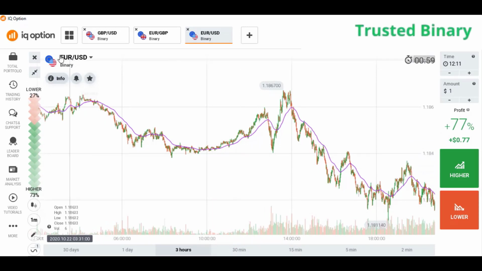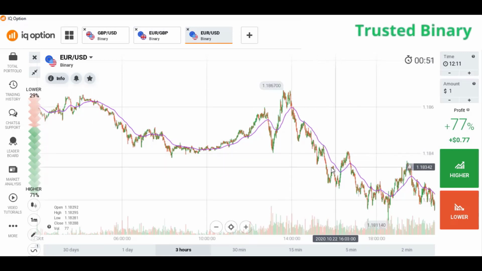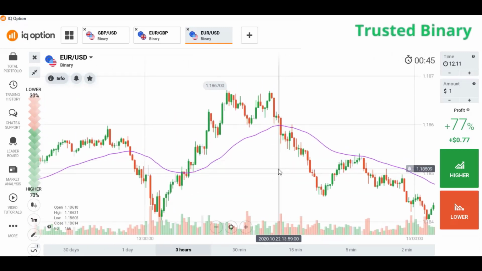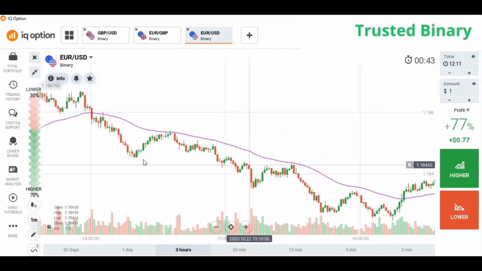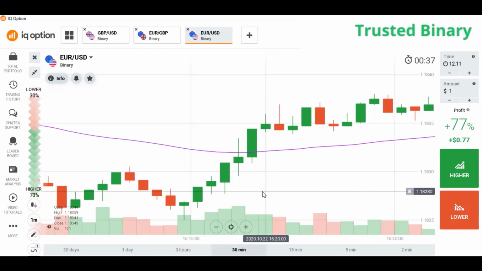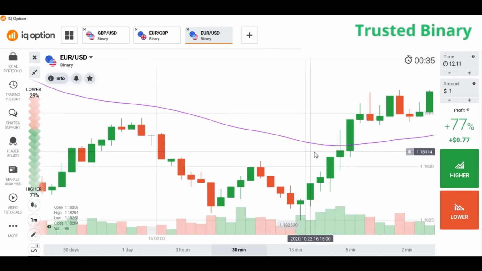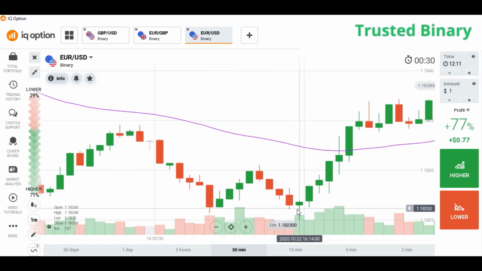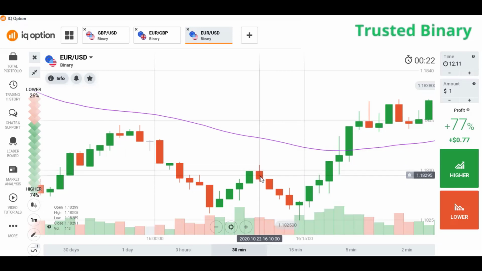So this is the EUR/USD pair on the IQ Option platform, and it's a real market. We have to search for this type of pattern, this type of market formation. Yes, we can consider this one. So first of all, we found this type of spinning top candle, this type of spinning top type candle.